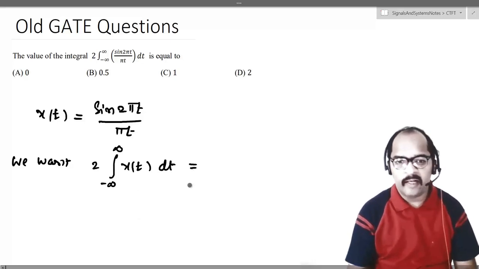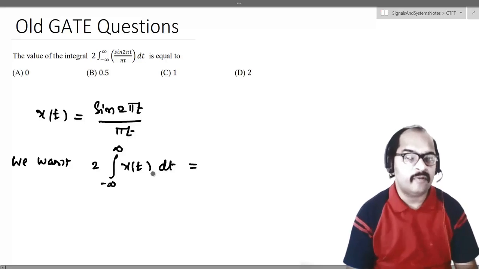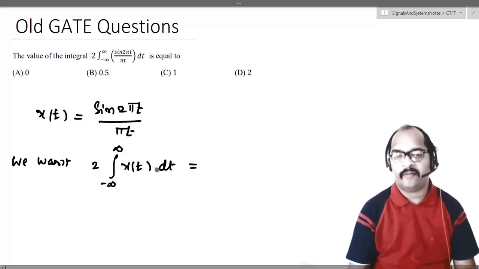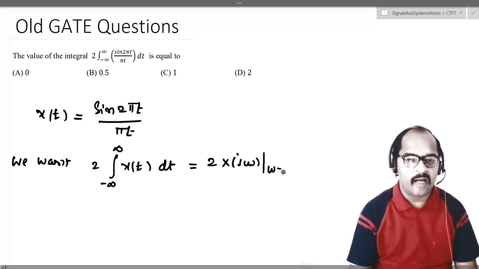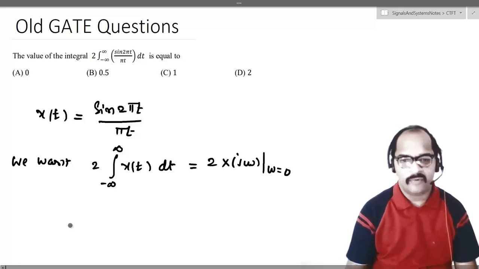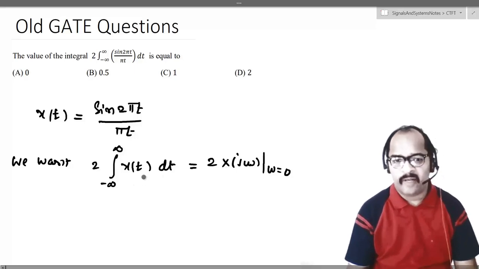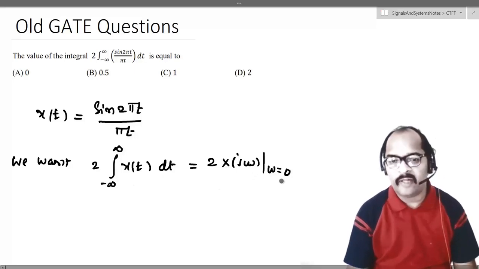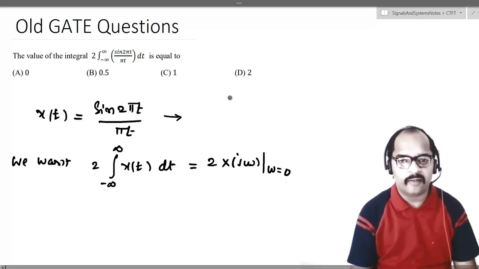So clearly, if you look at our previous problem, the integral from minus infinity to infinity of x(t) dt should give you what? That should give you the area of the signal x(t). But in the frequency domain, that is the same as 2 times capital X(jω) at ω equal to 0. So that will be the area of x(t), which is nothing but the Fourier transform at ω equal to 0.